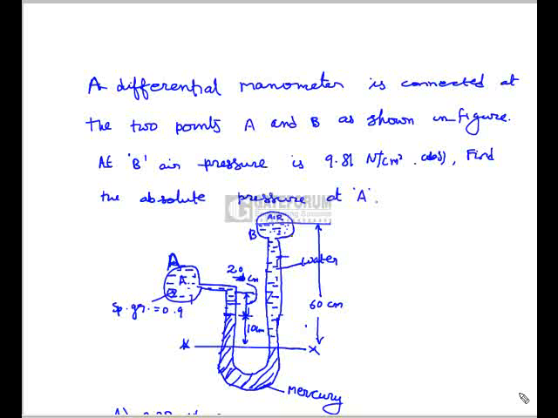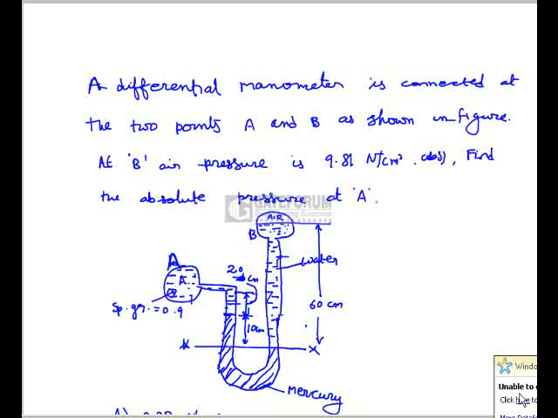Of specific gravity obviously 1, and in between the fluid of specific gravity 0.9 and water there is a mercury which has specific gravity of 13.6. Here datum heads are given, that is 60 centimeter of water as well as 10 centimeter of mercury and 20 centimeter of fluid which is having specific gravity 0.9.